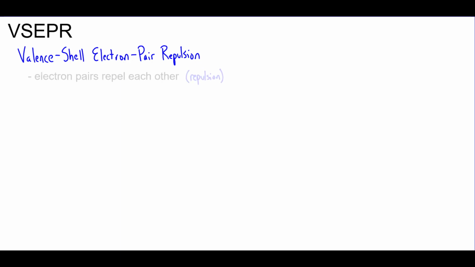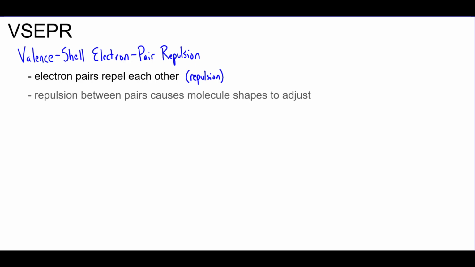So first up, VSEPR is an acronym. It stands for Valence Shell Electron Pair Repulsion. Get that name into your notes, along with this explanation that electron pairs in a molecule will repel each other. Another word for that is repulsion. Now, the repulsion between pairs causes the molecule shape to adjust, and last, the electron pairs will always end up as far apart as they possibly can.